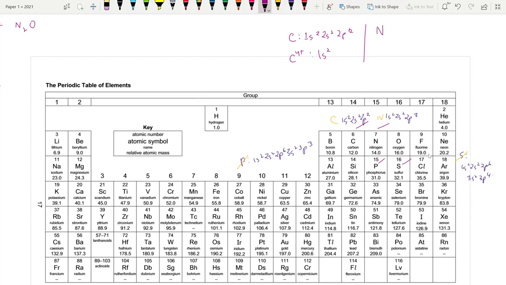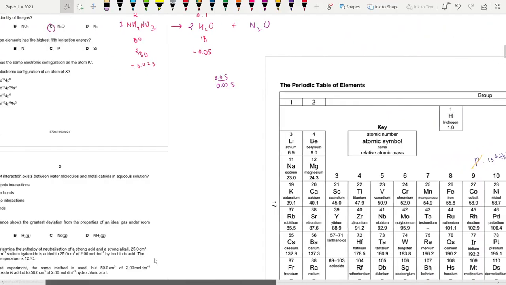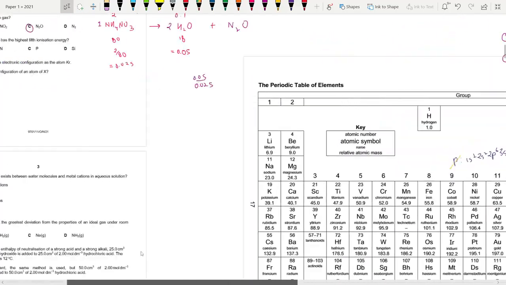Now from nitrogen, after 4 ionization energies, what do we end up with? We're going to end up with 1s2, 2s1, because we took 3 away from the 2p orbital and 1 away from the 2s orbital. We're still taking the electron from the 2s orbital, which is further away compared to 1s. That's why carbon should have the highest fifth ionization energy, because it's from the first shell.